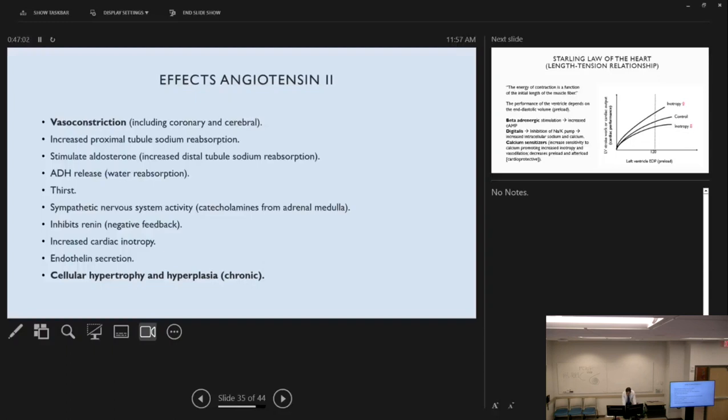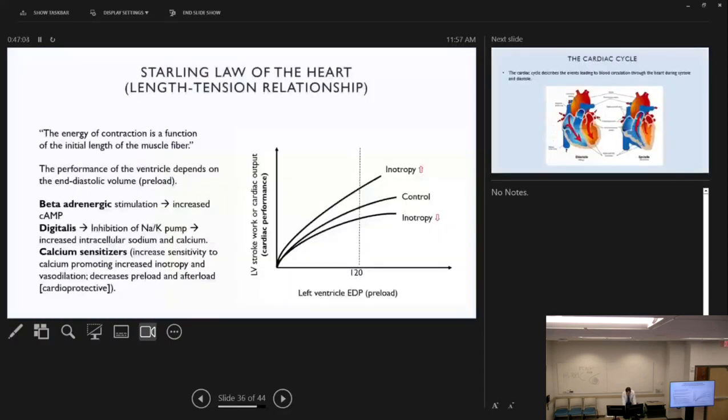And we're going to stop here. We're going to leave the rest for tomorrow, the cardiac cycle. So see you tomorrow. Tomorrow is at 8 a.m., right? Yes. Okay, see you tomorrow.